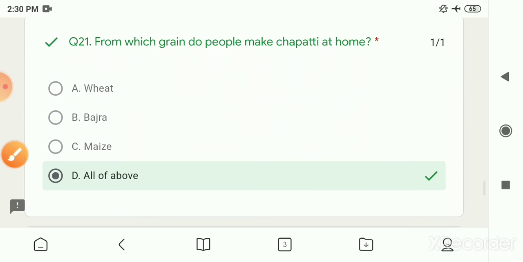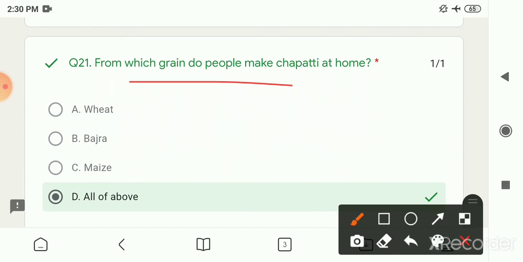Next 21 number, from which grain do people make chapati at home? The options are wheat, bajra, maize or all of the above. We are making chapati from all these grains. So here your answer is option D, all of the above.